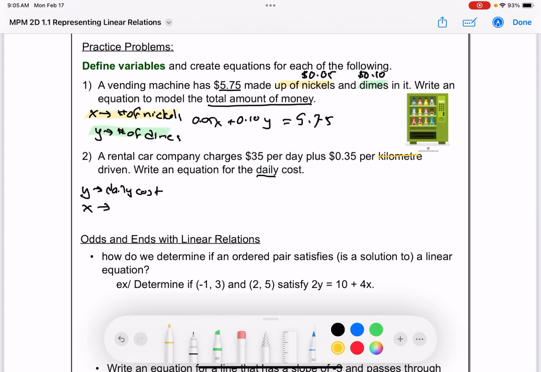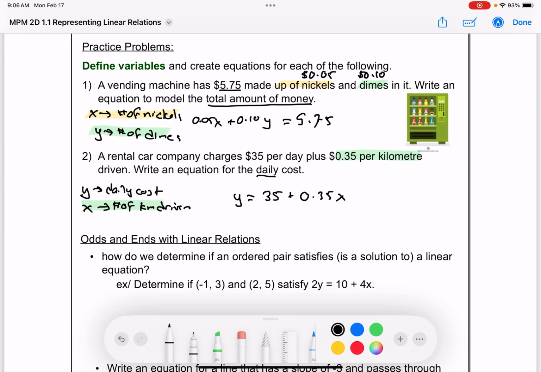Sorry, I meant to use a highlighter. There we go. Okay, so X is going to be the number of kilometers that I drive. The number of kilometers that I drive is going to determine how much I pay for the day. And then I know that Y equals $35 plus 0.35 times X.